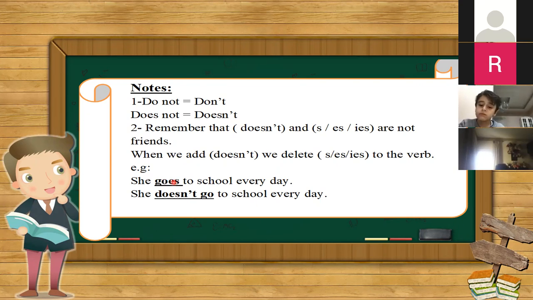Okay. So here we add es to the verb go because, Talia, this is the affirmative form. We said yesterday with he, she, and it, we add s or es or ies to the verb. Do you remember that, Talia? Talia Mazen, do you remember that?